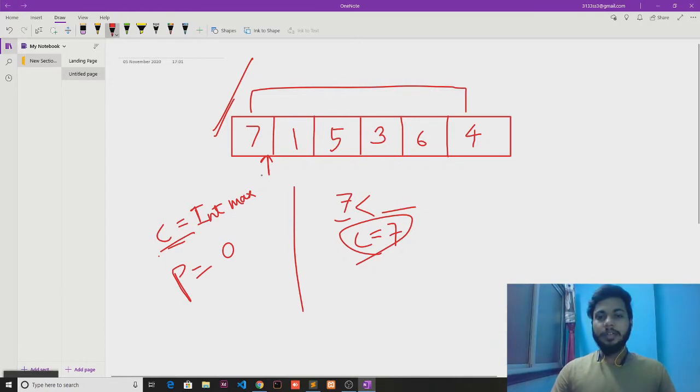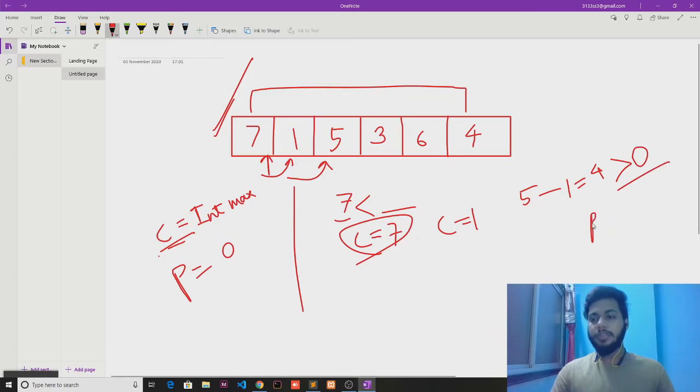And in the same manner, we will check the next element, which is 1. We will check whether 1 is less than 7 or not. Yeah, it is less than 7. So now our current price is 1. And in the similar manner, when we will go here, if you see 5 is not less than 1. In that case, we have to check another condition. That is our current element, that is 5, minus our current price, that is 1, is greater than profit or not. So it is greater than 0. Yeah, so we will simply update the profit by 4.